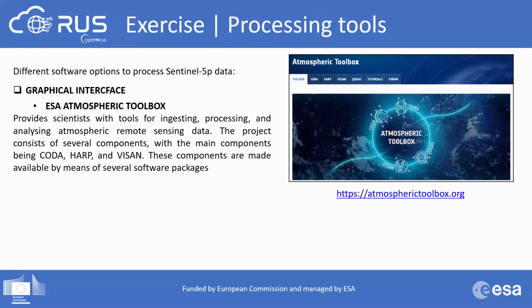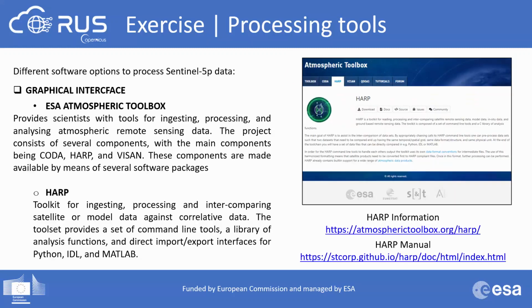As you can see on the slide, it provides scientists with tools for ingesting and processing data, such as the one coming from Sentinel 5P. And the important thing to know here is that the ESA atmospheric toolbox is formed by three main components, which are standalone softwares and are known as CODA, HARP, and VISAN. More in detail, HARP is the software that we will be using today to process our Sentinel 5P data from its level 2 to a new level that's known as level 3.